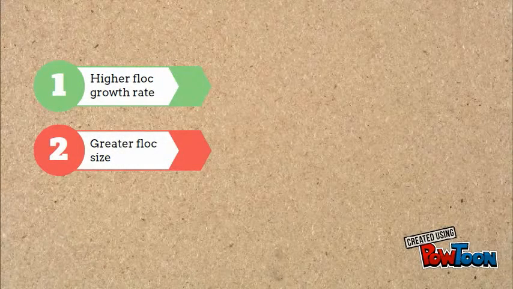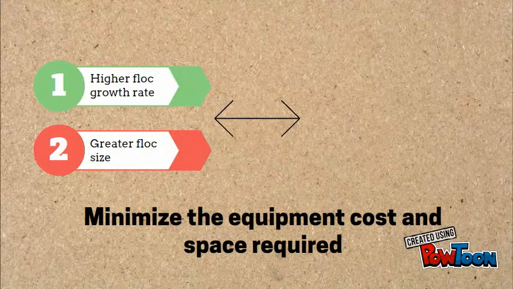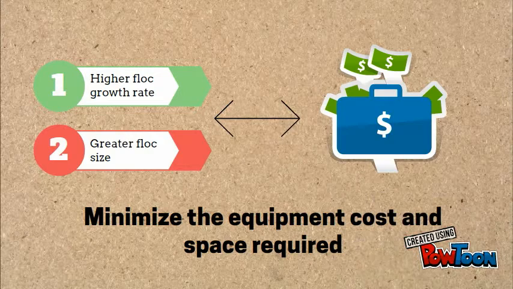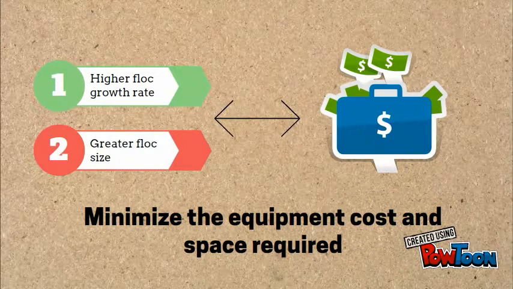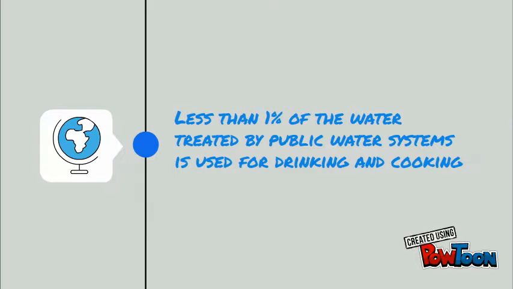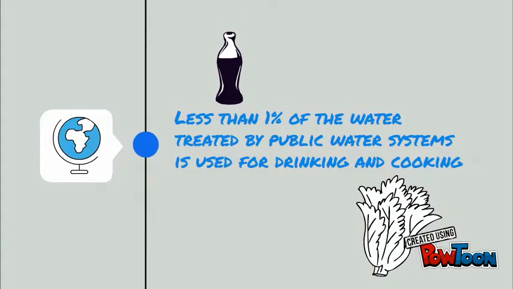With higher floc growth rate and larger size, this can minimize the size of the mixing or sedimentation tank, thus resulting in more financial benefits. Furthermore, PTC flocculants contribute to improving water pH toward neutral. Terrific treatment truth! Less than 1% of the water treated by public water systems is used for drinking and cooking.